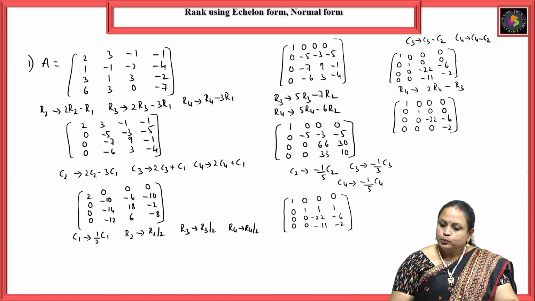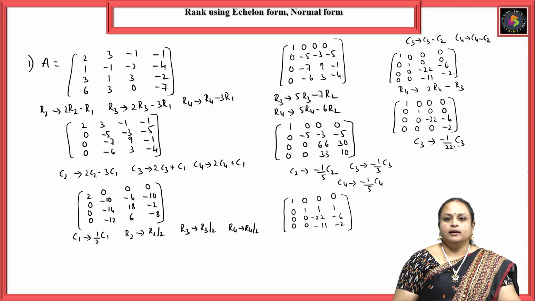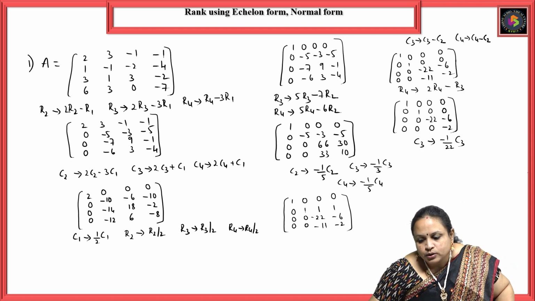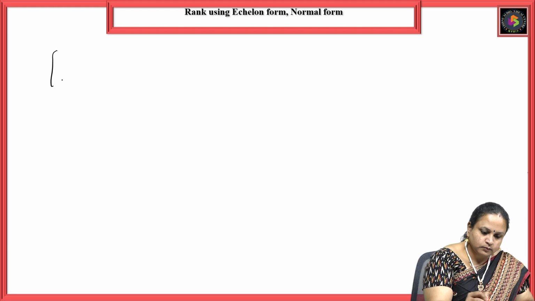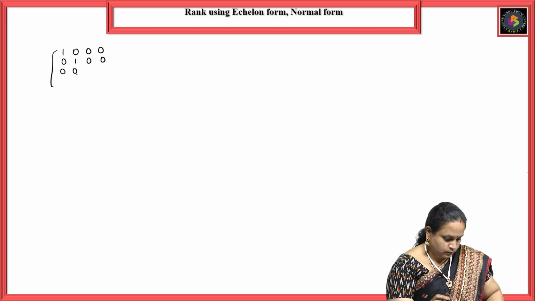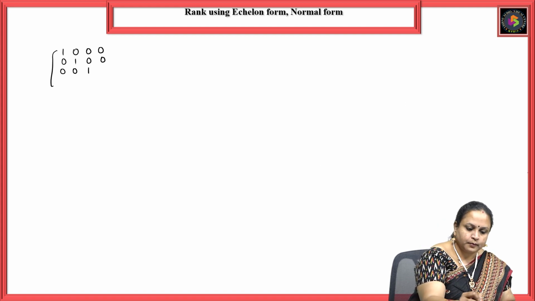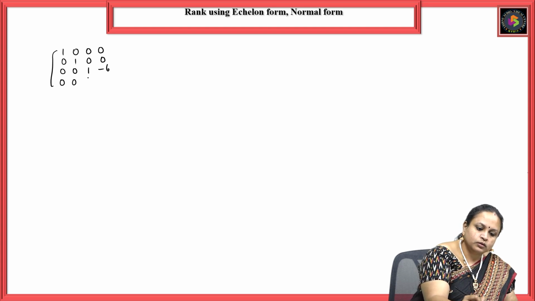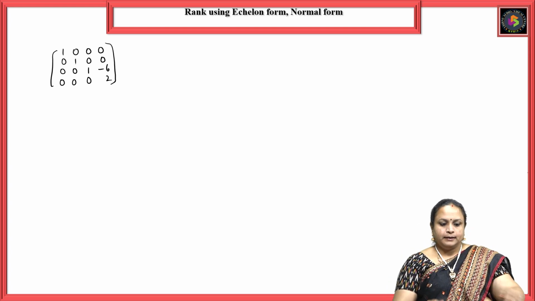Okay. Now let us make this 22 as 1. So C3 implies minus 1 by 22 C3. So, what are we getting when we do this? Yeah, it is 1 0 0 0, 0 1 0 0, 0 0 1 minus 6, 0, 0, 0, 2.